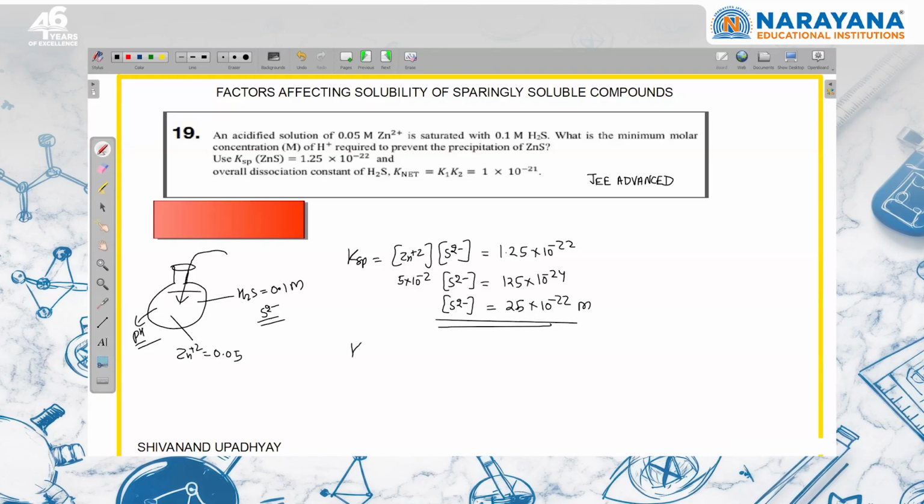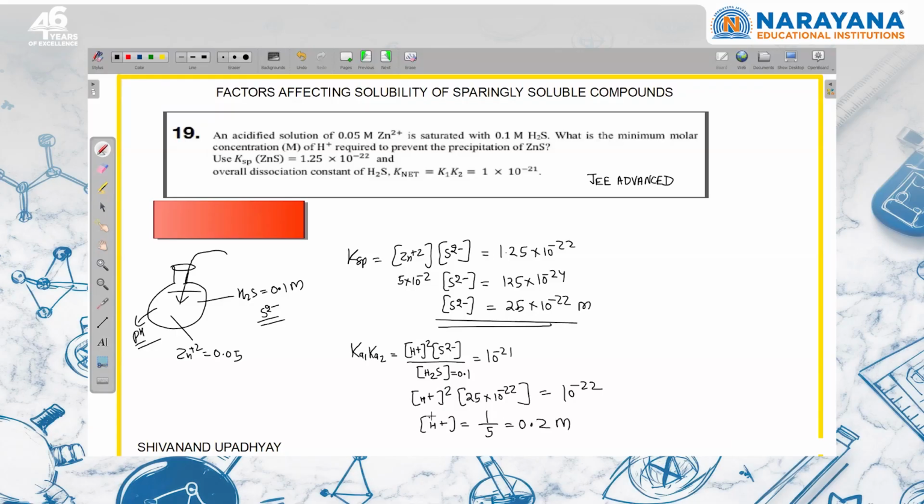We know that for dissociation of H2S, we can write that K1 into K2, I am writing directly, is equal to concentration of H+ ion whole square, concentration of sulfide ion upon concentration of hydrogen sulfide. K1 K2 value is given, that is 10 to the power minus 21. H2S concentration is 0.1 molar. So from here I can write that H+ whole square into sulfide ion concentration, which is 25 into 10 to the power minus 22, is equal to 10 to the power minus 22. इसको इधर multiply करें तो 10 to the power minus 22. So from here I get that H+ ion concentration is equal to 1 upon under root 25, which is 1 by 5. So the H+ ion concentration is 0.2 molar.